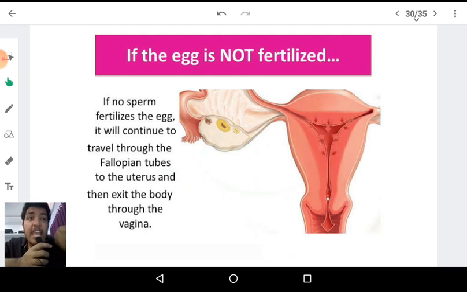Now what happens if the egg is not fertilized? Suppose the egg is released but there is no sperm at that particular junction. In that case, no sperm fertilizes the egg. So the egg will now start traveling all the way in the fallopian tube, then to the uterus, and it will be exiting from the body through the vagina. So that is what happens if the egg is not fertilized.